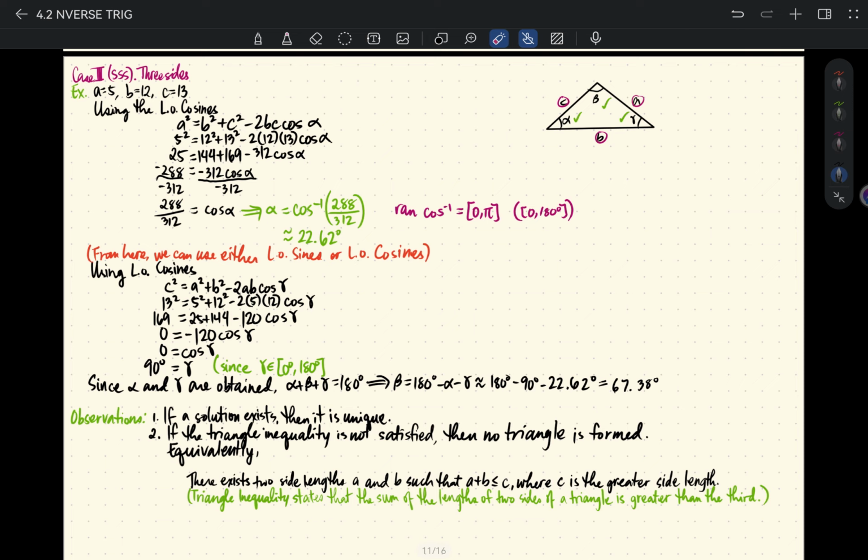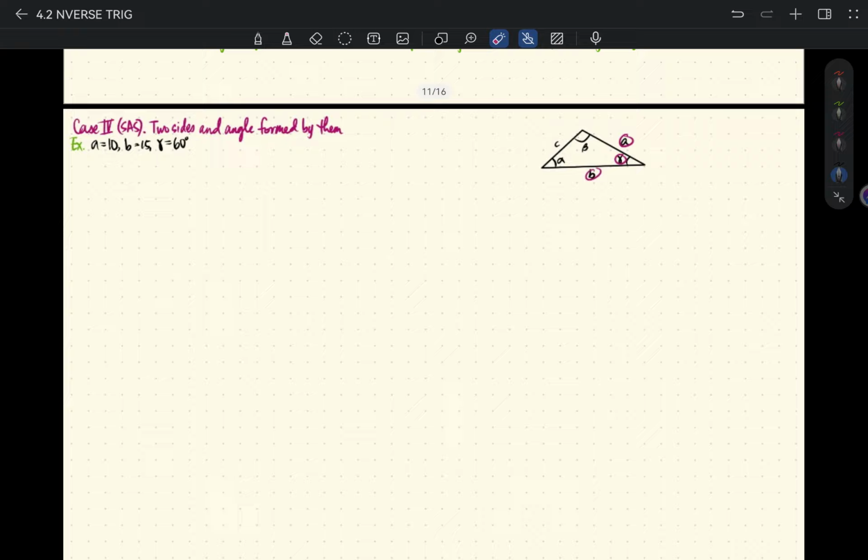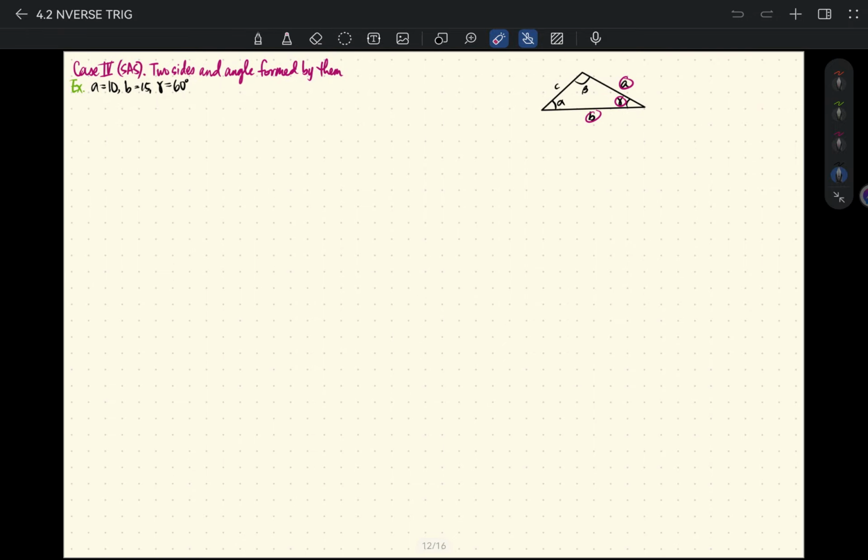Now, let's proceed to the fourth case, which is the SAS. This time, you have two sides and an angle formed by them. That's why A is in the middle of the 2S. That's because the angle is in the middle of the two sides with lengths A and B. So as an example, we have here A equals 10, B equals 15, and gamma equals 60 degrees.